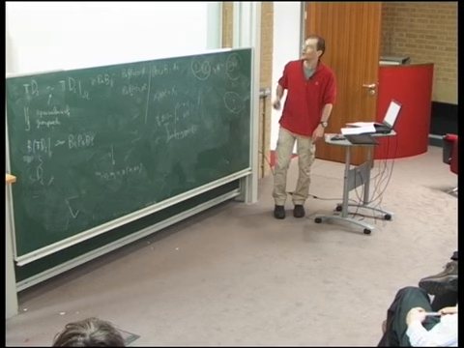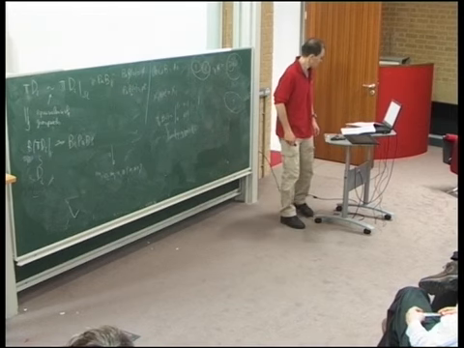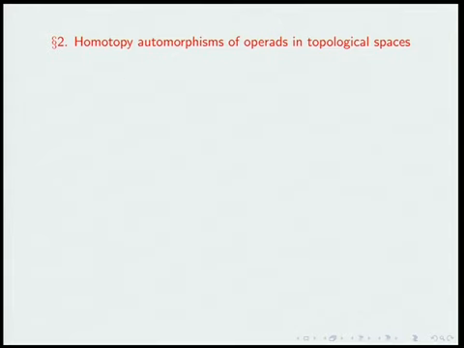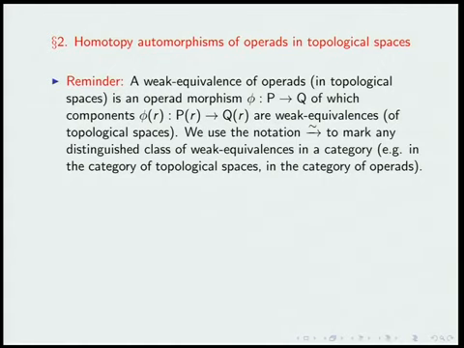Okay, so let's start with homotopy automorphisms. I would like to recall the definition of an equivalence of operads. I've said that a morphism of operads phi from P to Q is an equivalence of operads in topological spaces if the components of this morphism are equivalences of topological spaces. And I'm using this notation to mark the class of equivalences.